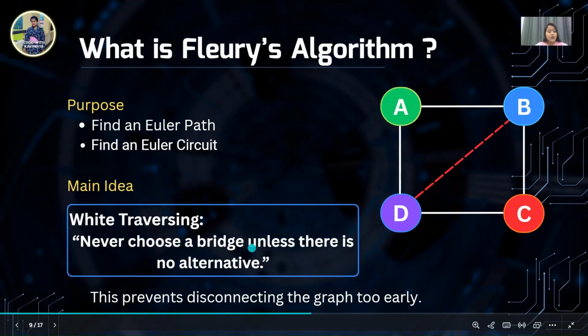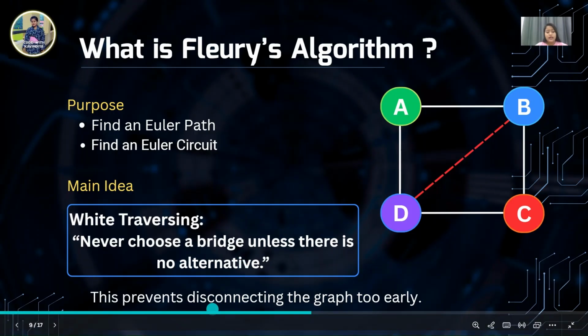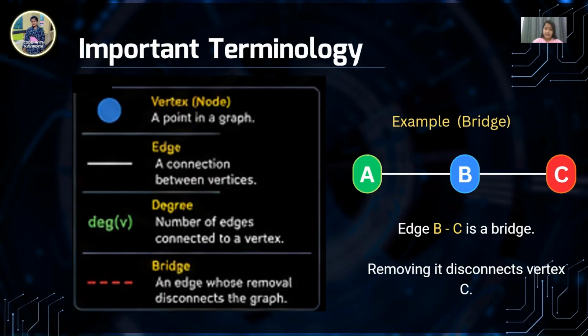Why? Because if we remove a bridge too early, the graph may become disconnected and we want to be able to visit all edges. So the algorithm always tries to keep the graph connected until the end. Important terminologies in Fleury's algorithm.